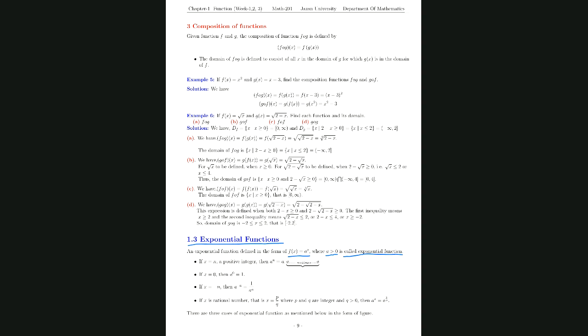Okay, so this a power n you will write this way: a darb a, n times. Okay, and this a power 0 equal to 1, and a power minus n equal to 1 upon a power n. And if x is p by q, here p and q are integers and q is positive, so q is positive all the time, not zero. So we will write this way: a power p by q. Okay. So there are three cases of exponential function as mentioned below in the form of figure. Now look, see the graph of exponential function. Exponential function, yani a power x.